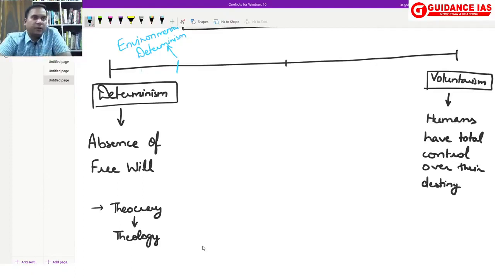Environmental determinism, do you remember that even in the environmental determinism, there was Semple, who at least she talked about the Anglo-Saxons of the Kentucky mountain. Do you remember that? She talked about the Anglo-Saxons of the Kentucky mountain. ठीक है. But in theocracy, it is like everything is essentially controlled by God. So I'll put it more towards this determinism.